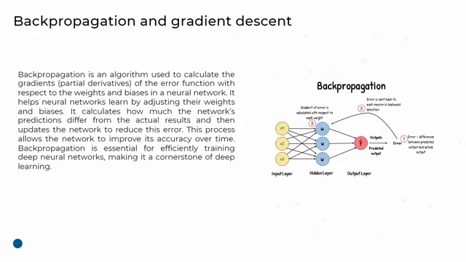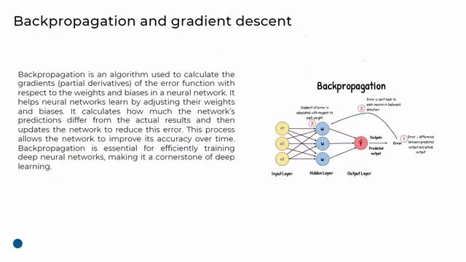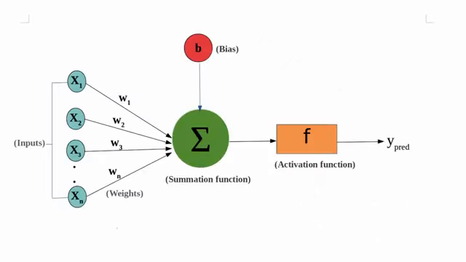So how learning and training happen, for that two main terms are there: backpropagation and gradient descent. Backpropagation is the algorithm that helps neural networks learn by adjusting their weights and biases. It calculates how much the network's prediction differs from the actual result and then updates the network to reduce this error. As we can see, initially it is going to predict something, compare it with the actual output, and based on that it will calculate the loss function. Each neuron in the hidden layers has a weight and bias, and we are going to adjust those weights and biases according to the loss calculated from the predicted and actual data.